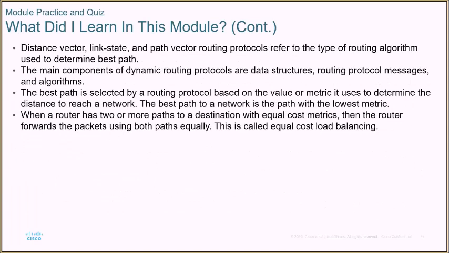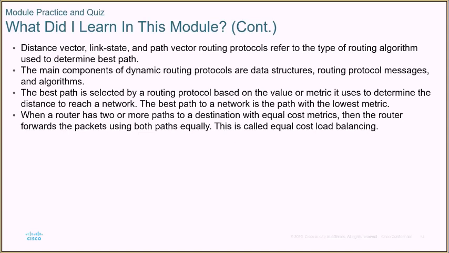Last slide. Distance vector, link state, and path vector routing protocols refer to the type of routing algorithm used to determine the best path. The main components of dynamic routing protocols are data structures, routing protocol messages, and algorithms. The best path is selected by a routing protocol based on the value or metric it uses to determine the distance to reach a network.